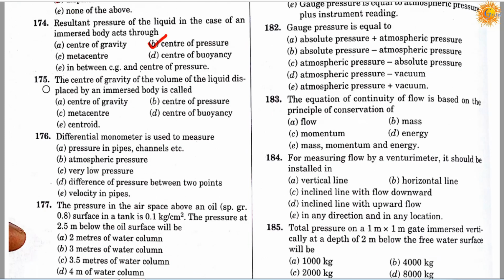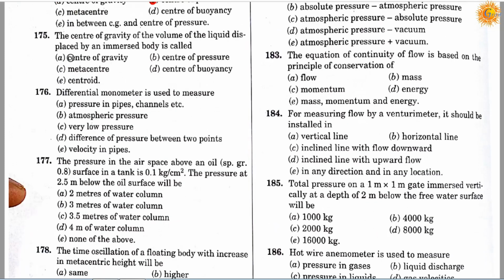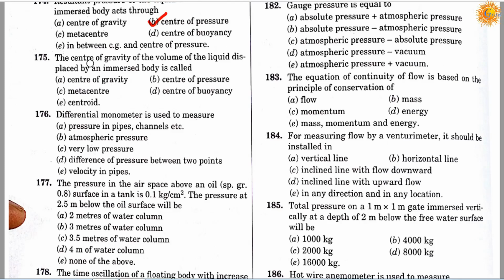Question number 175. The center of gravity of the volume of the liquid displaced by an immersed body is called: option A, center of gravity; option B, center of pressure; option C, metacenter; option D, the center of buoyancy; and option E, the centroid. So the correct answer is D, it's the center of buoyancy.